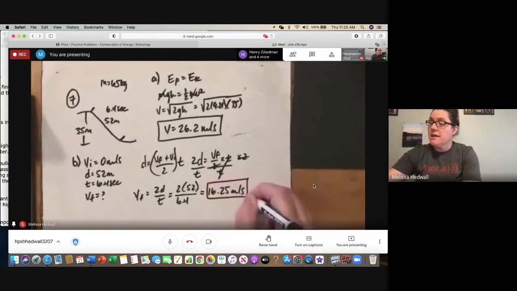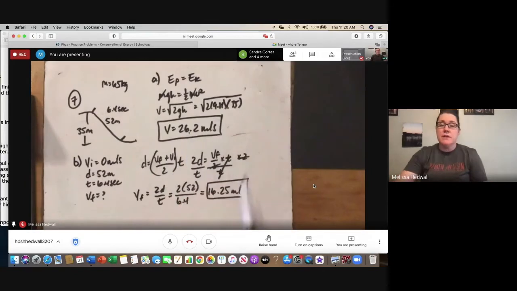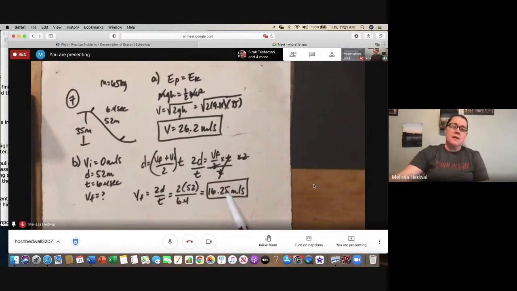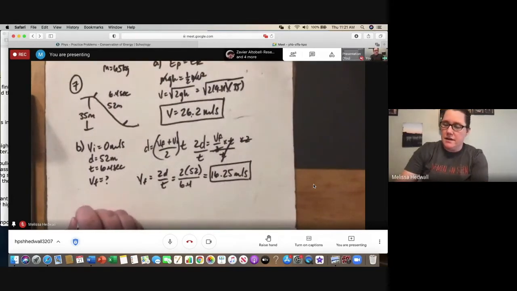So here's what we're looking at. If there's no friction, we're going that fast. Reality is when we get to the bottom, we're actually going this fast because we have friction involved. So then part C asks, how much energy did you lose to friction as heat and sound? So for part C, we're going to calculate what the kinetic energy should have been, what that ideal is, and we're going to subtract what it actually is.